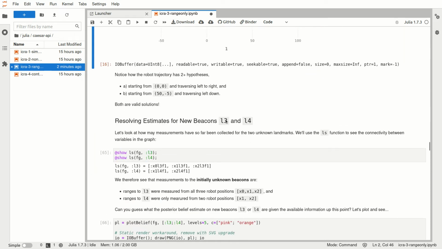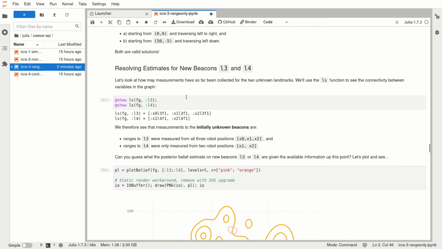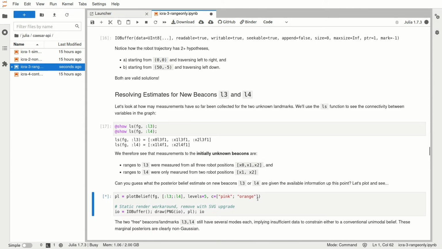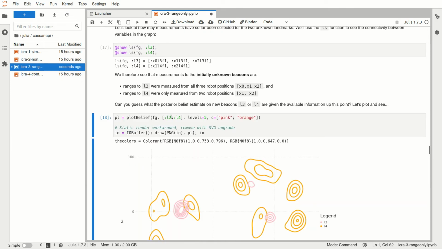All right, so resolving the estimates to new beacons. What is happening with L3 and L4, right? So we have them in the factor graph, these two unknown landmarks, and we said there are 2 factors with range measurements that go to L4 and 3 that go to L3. So let's have a look at where they're at. And we're plotting them, L3 and L4, as pink and orange in this case. And look at all of these modes, so many modes.